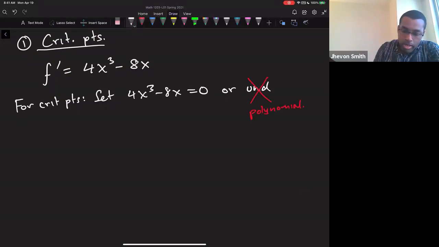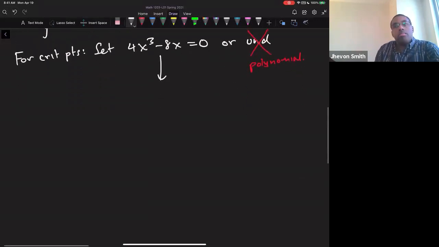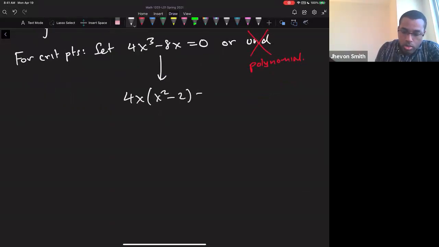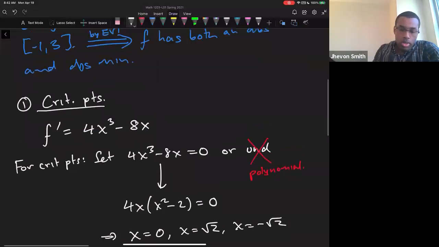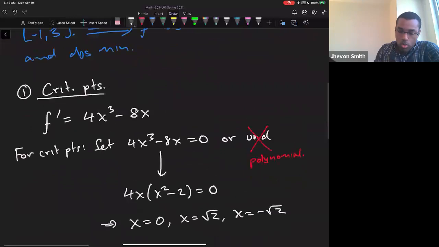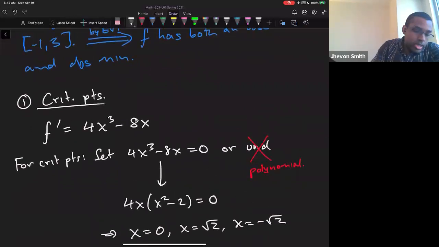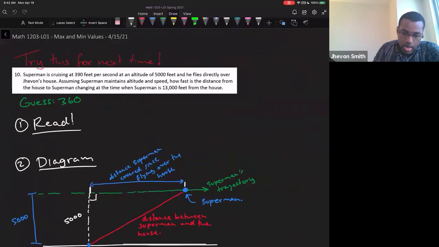So we end up having to solve this equation, which is an algebra problem. The common term is 4x, so you'd have x squared minus 2 when you factor that out. So you end up with three possibilities: x equals 0, x equals radical 2, x equals minus radical 2. Now, you want to test the critical points. However, you want to be careful because you only need to test the critical points that are in the interval.